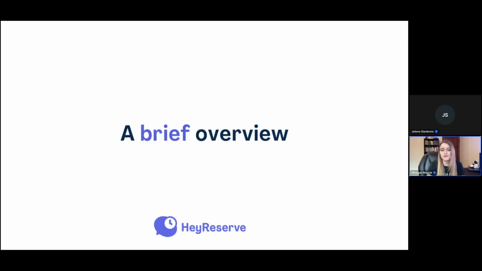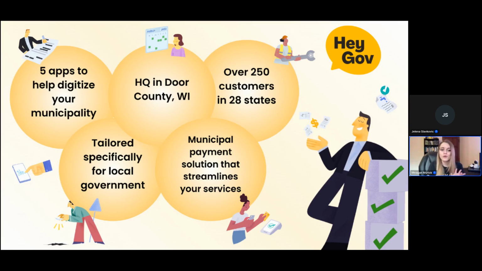So a brief overview. First, let's talk about who HeyGov is as a company. We have 5 different apps that help you digitize your municipality. Today, we're only going to talk about one of them. If you're interested in learning about our other apps, which help with payments, licensing, and permitting through one request from your residents, as well as helping you automate your minutes process, feel free to book a demo with me, and we can chat about anything you're interested in.